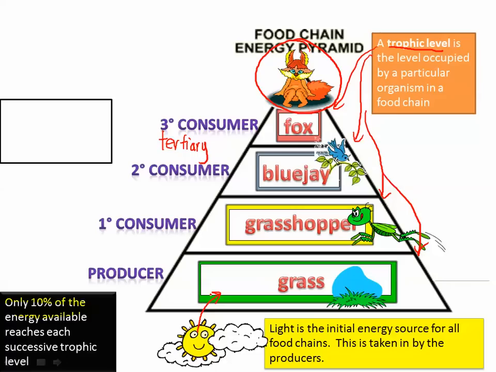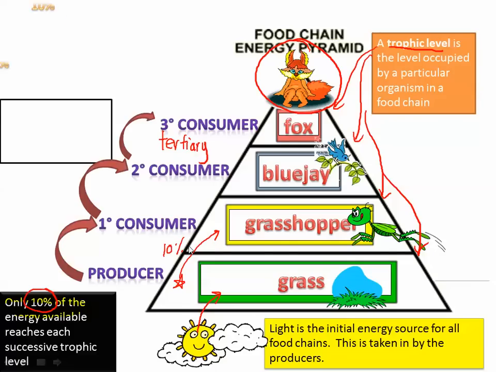One important thing that you need to know explains the whole shape of one of these diagrams. Only 10% of the available energy, scientists have estimated this is approximately correct, 10% of the energy at this level can only go up to here. So grasshoppers can eat as much grass as they want, but of all the energy that's stored in the glucose and the starch and everything in here, the protein and amino acids, only 10% actually reaches the next level. So where does the rest of that energy go?